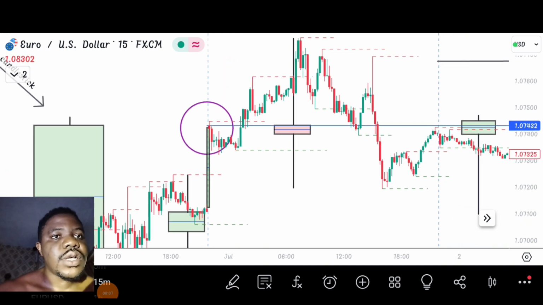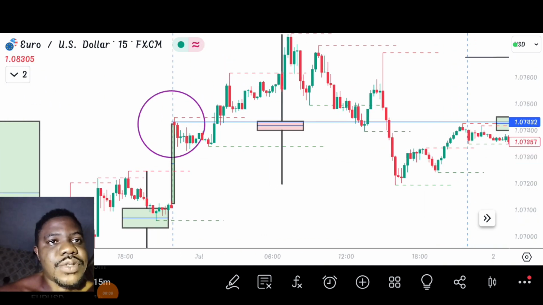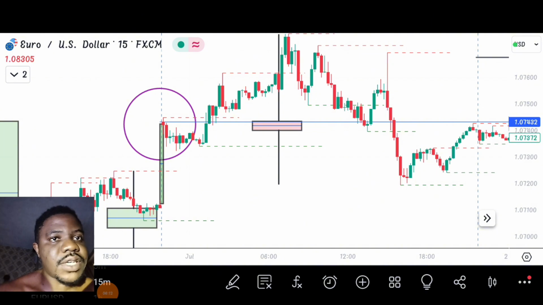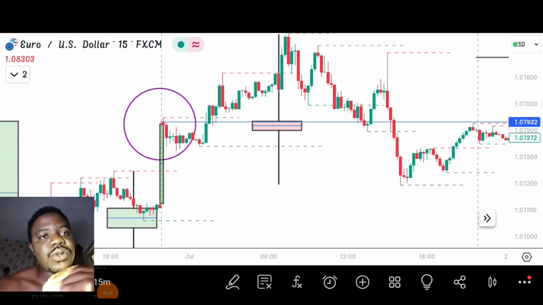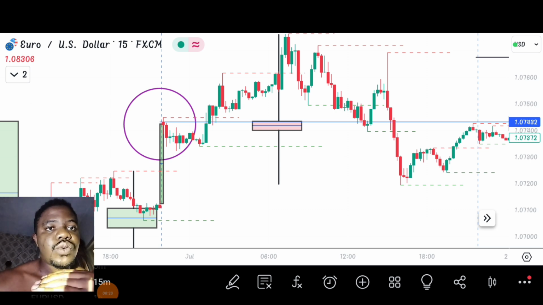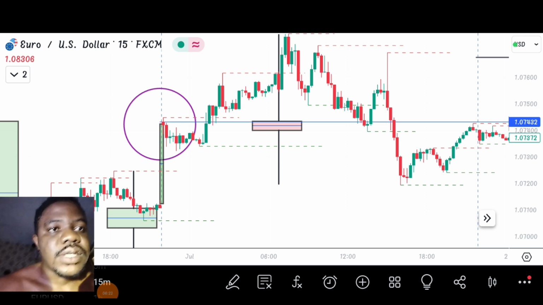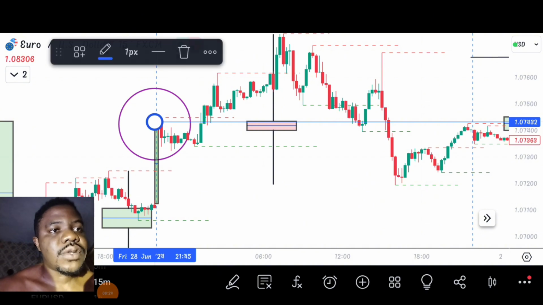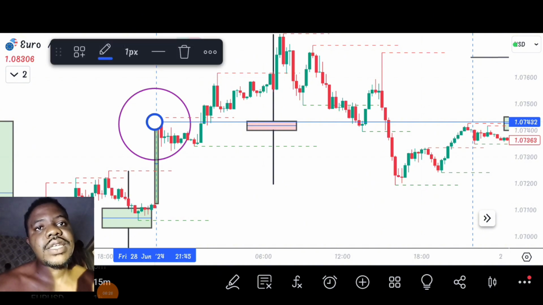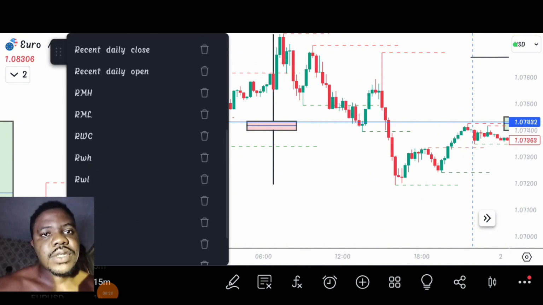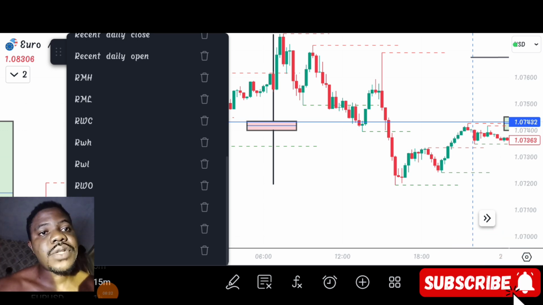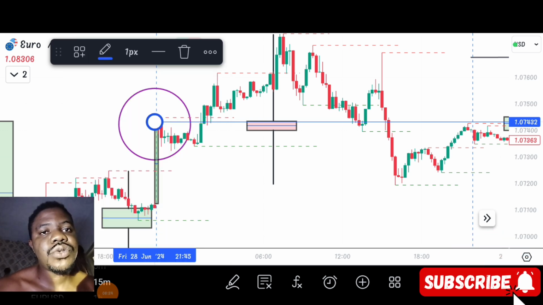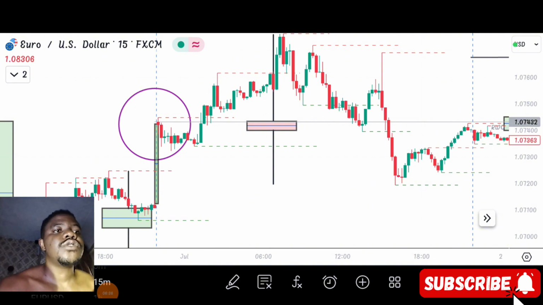So that's why I'm using that bearish candlestick's open, because the open of a bearish candlestick is always at the top, remember, and the close is always at the low. So this is it. I've marked it, so let me name it recent weekly open. That's RWO. So this is recent weekly open.